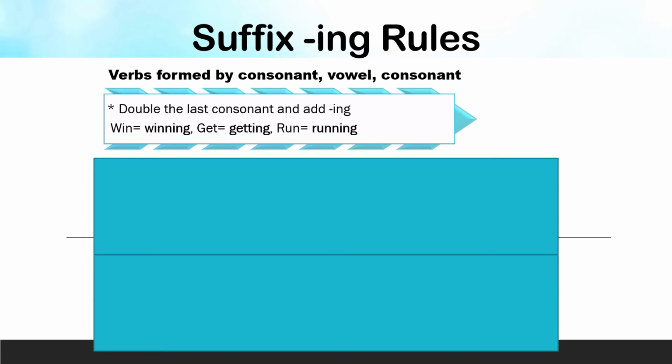Next rule. The verbs formed by consonant, vowel, consonant. We have to be careful. If the verb has only one syllable and is formed by consonant, vowel, consonant, we have to double the last consonant and add ing. Here, win finishes with n, so we doubled the n and wrote ing. In get, we doubled the t and write getting. And with run, we double the n and write running.